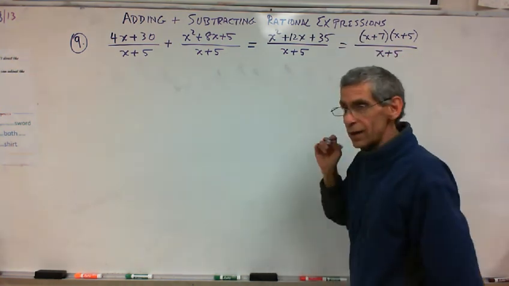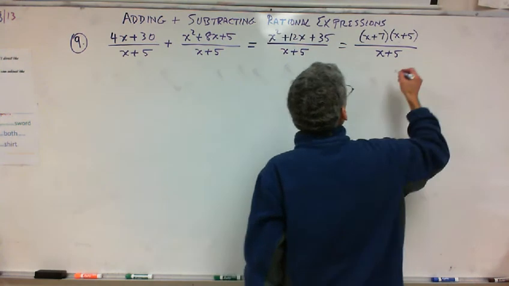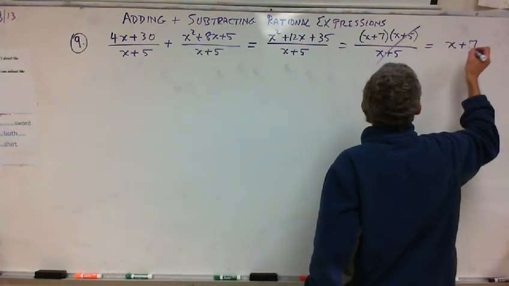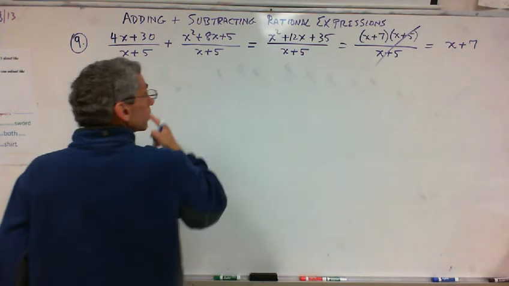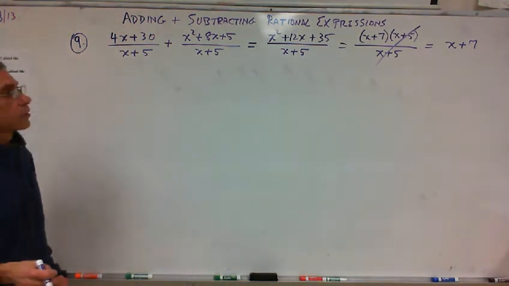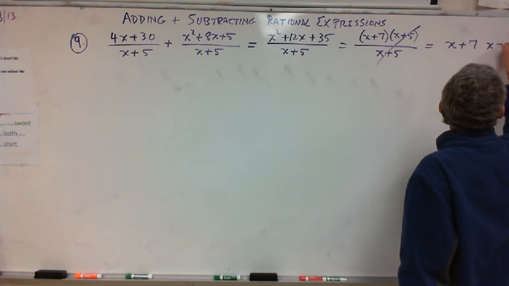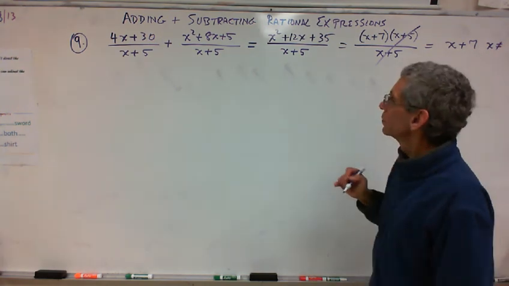So, what can I do now? Cross out the x plus 5. So really, my answer is x plus 7. That huge nightmare right there, all that boils down to is x plus 7. Now, what can x not equal? Negative 5. Right.